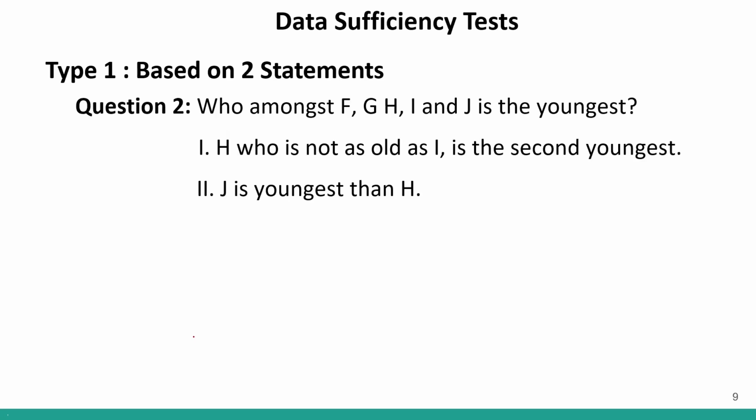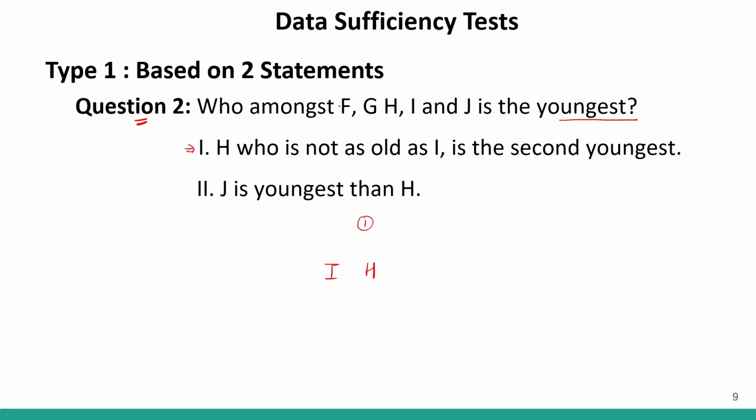Okay? Now, question number 2. Question number 2 says that we have to ascertain who amongst them is the youngest. Correct? We have to find which of the following statements is enough to find the answer. Which of the following statements is sufficient. So the first statement tells us that H is not as old as I. So I is older than H. H is the second youngest.